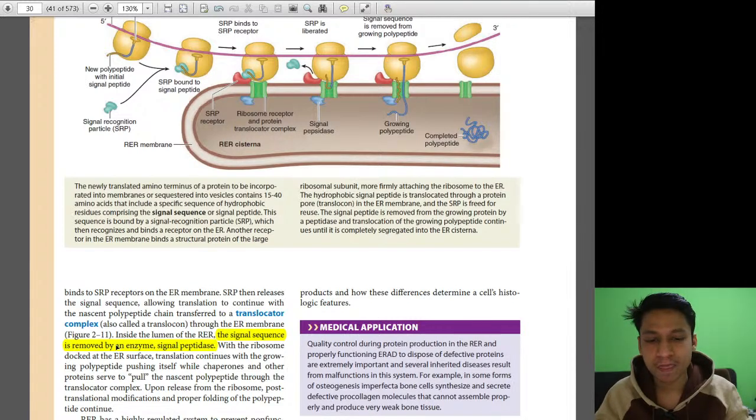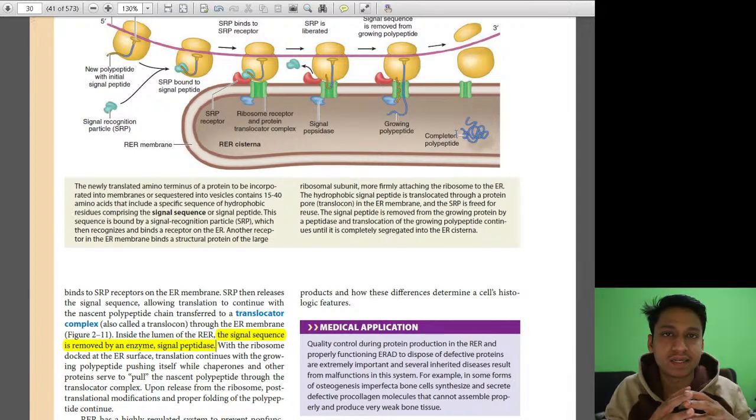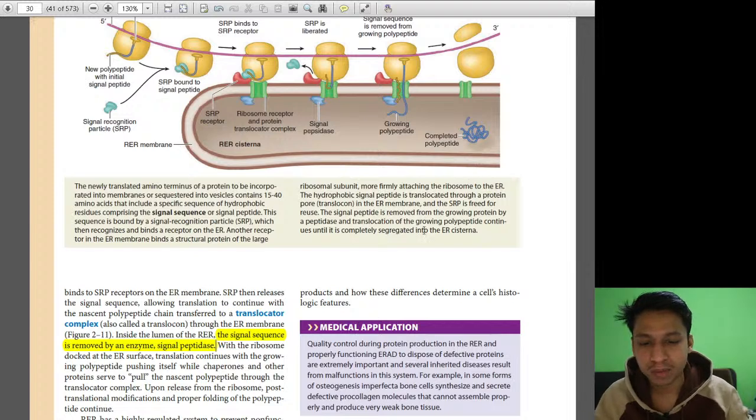With the ribosome docked on the rough endoplasmic reticulum surface, translation continues with the growing polypeptide pushing itself, while chaperones and other proteins serve to pull the nascent polypeptide through the translocator complex. So we also have the chaperones here that are important to pull the nascent polypeptide down to the cytoplasm, not to aggregate, but to separate it from the mRNA. It's the work of the chaperones.